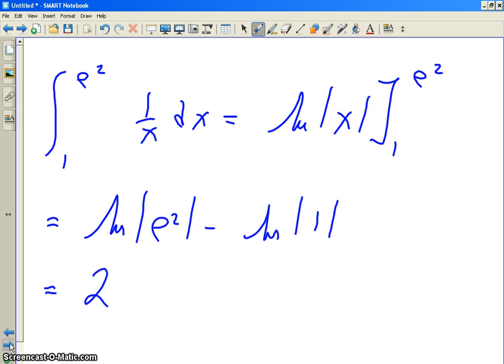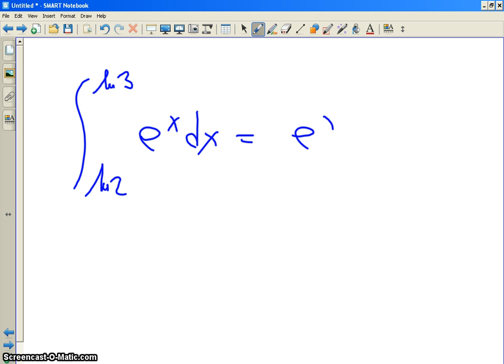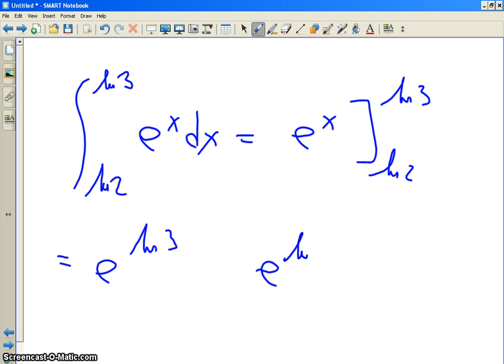What's the definite integral from ln2 to ln3 of e to the x dx? Well, the antiderivative of e to the x dx is e to the x. So plug in ln3 and plug in ln2 and subtract. But what's e to the ln of 3? 3. And what's e to the ln of 2? 2. So what do you got?